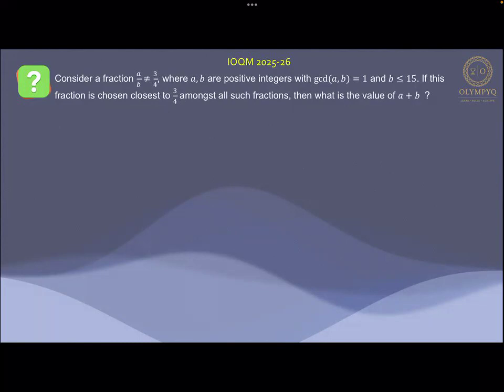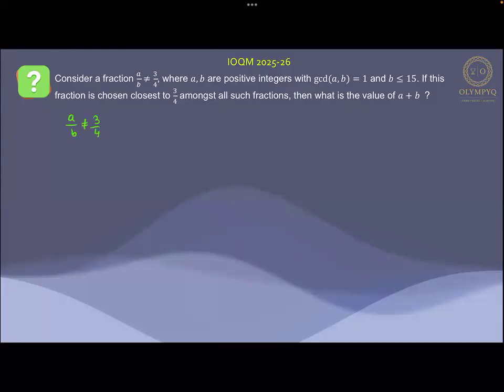Now as they said, a by b is not equal to 3 by 4. Also GCD of a and b has been given equal to 1, and b is less than or equal to 15. Now we are going to consider a as of the format 3k plus x, and b as of the format 4k plus y. In this case, x, y, k are all integers.